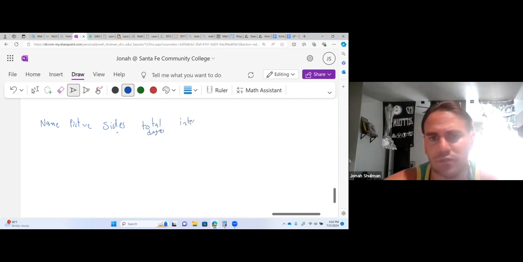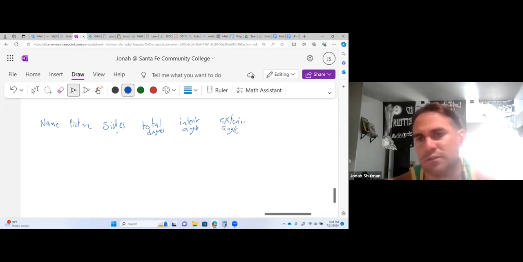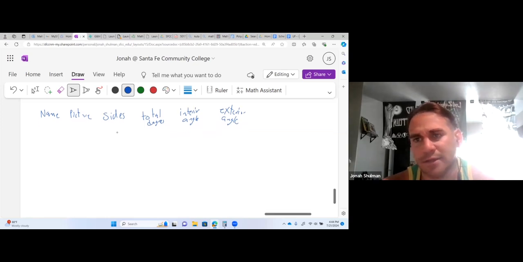Interior angle. So that's one on the inside, like interior decorator. And exterior angle. That's like exit, outside. Hopefully this is clear. If it's not, this is kind of like a modeling activity where students get to build the formula.